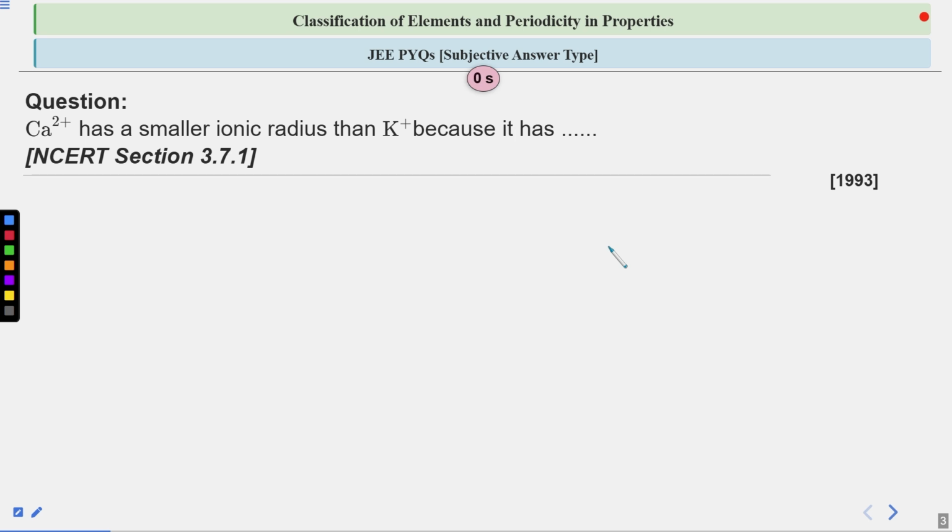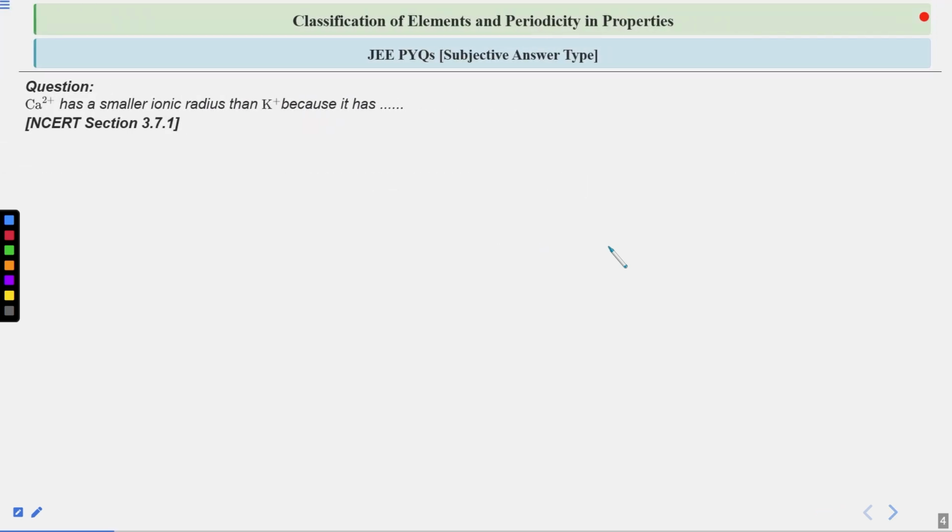Okay, your time is up. So what will be the answer? It would be high effective nuclear charge. Now why am I saying it? It must be high effective nuclear charge. For that, we have to look at the electronic structure of these two species.